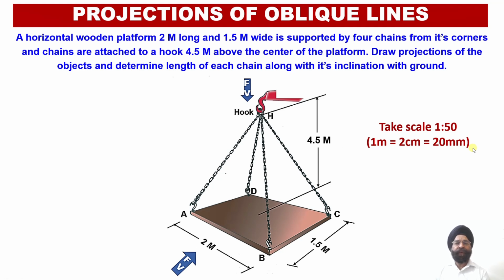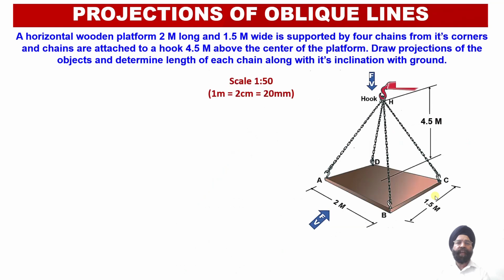So first of all we will convert this real life problem into the orthographic projections of the oblique line, and once we draw the orthographic projections corresponding to this real life situation, then we will use the principles of the rotation of the line to obtain the true length of each of these 4 chains and the angle of inclination of these chains with respect to the ground. So let us proceed with the construction of the orthographic projections corresponding to this real life situation.